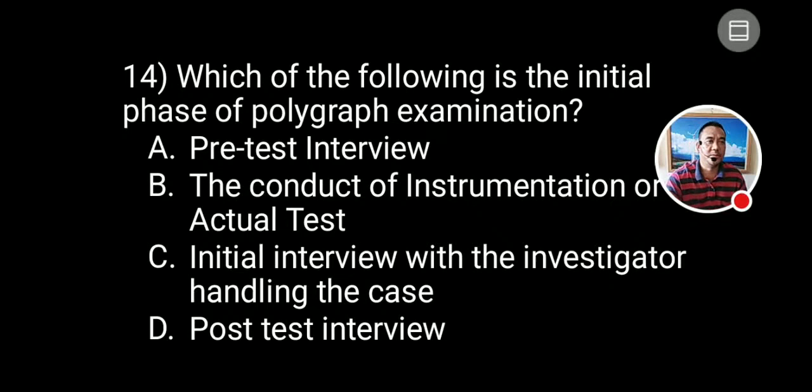Which of the following is the initial phase of polygraph examination? Letter A, pre-test interview. Letter B, the conduct of instrumentation or actual test. Letter C, initial interview with the investigator. Or letter D, post-test interview.